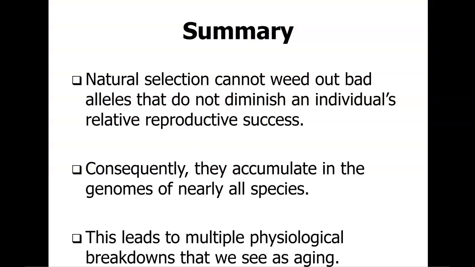Natural selection cannot weed out bad alleles that do not diminish an individual's relative reproductive success, but consequently they can accumulate in the genomes of nearly all species, and that's going to lead to multiple physiological breakdowns that we see as we age.